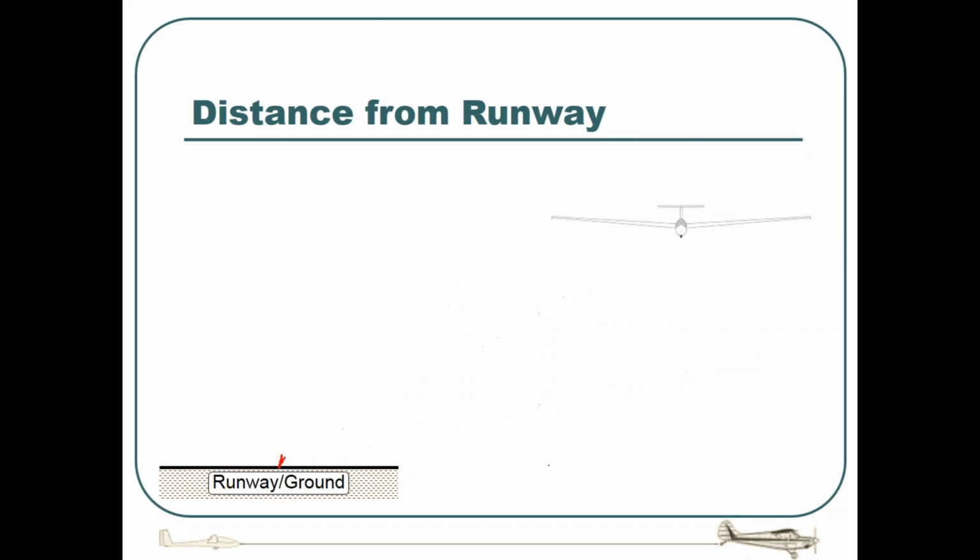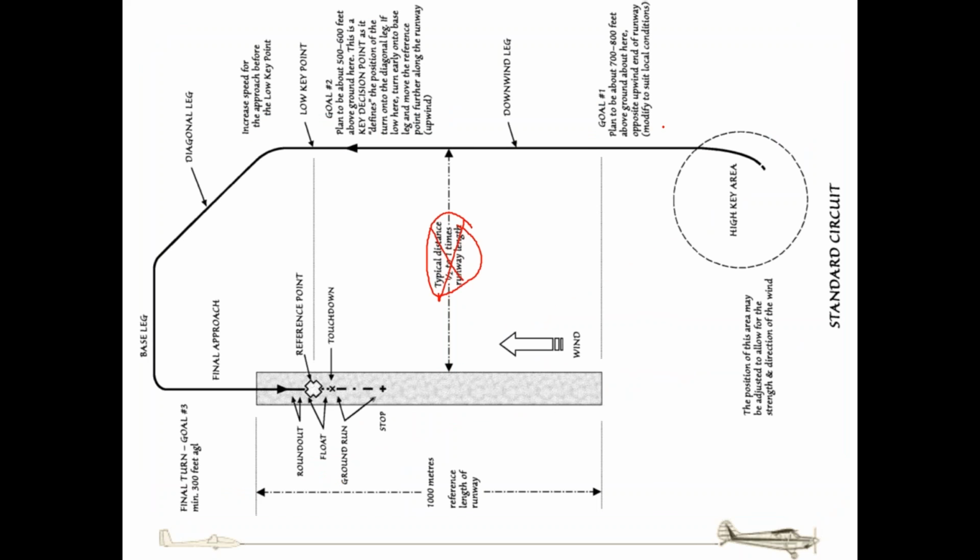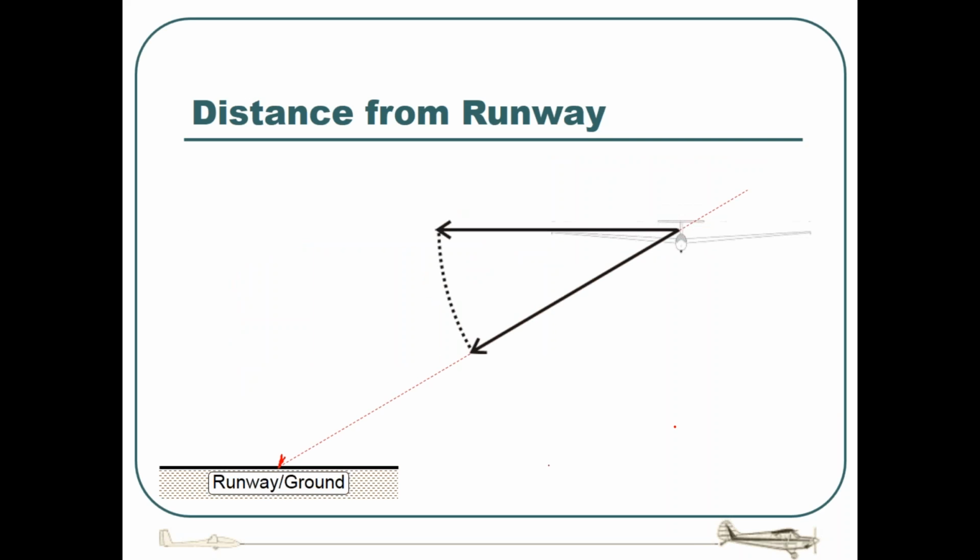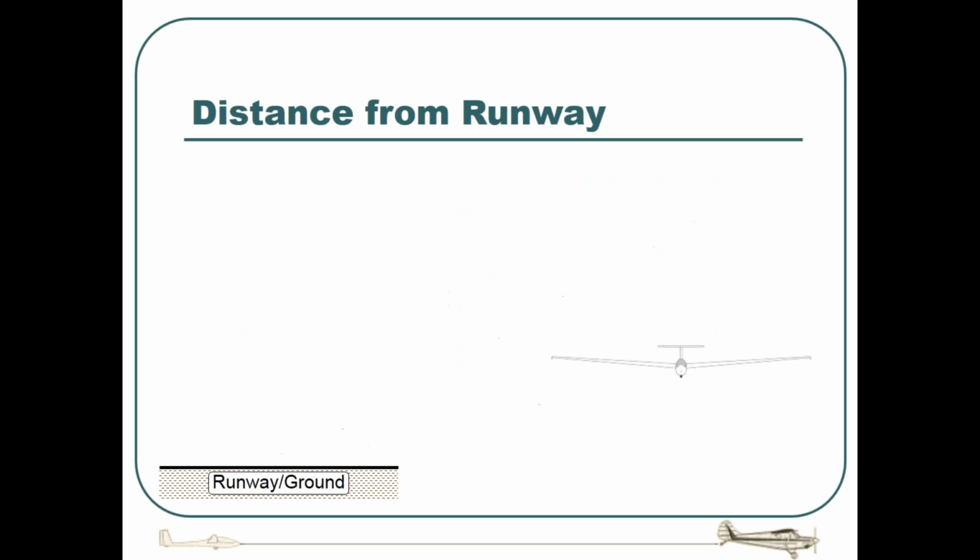If I back up for a second, if my normal circuit is out here and I'm really low, so let's say I arrive at my high key area at like 500 or 600 feet, I don't have enough height to do a circuit out here. So one of my options is I can do a circuit in here and bring the whole thing in tighter, right? That's one of the beauties of this method: if I am low, all I need to do is position myself so that I'm on that 30-degree line, and that will naturally bring me in closer.